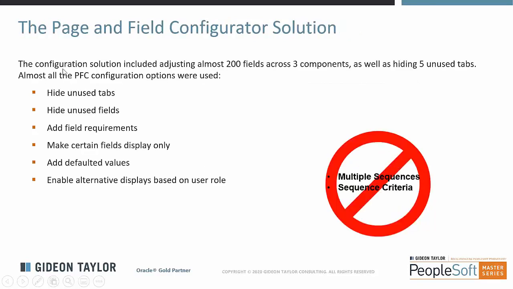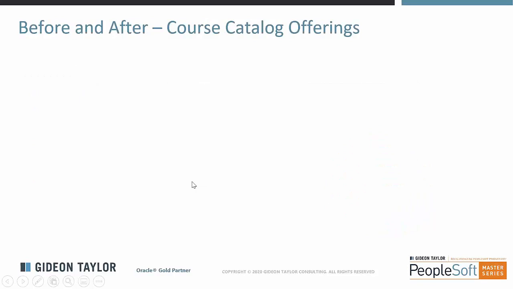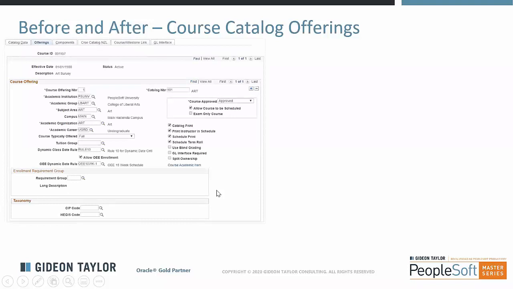Okay, so these were all of the features that we're going to use. Let's take a look at how they actually look in the real world. This is a page called Course Catalog Offerings in Campus Solutions. The component is Course Catalog and the page we're looking at is the Offerings tab.